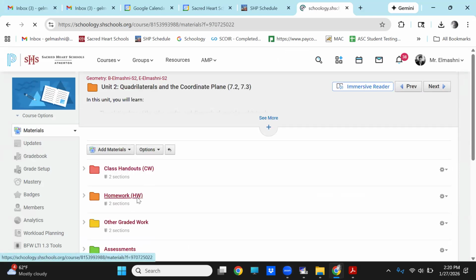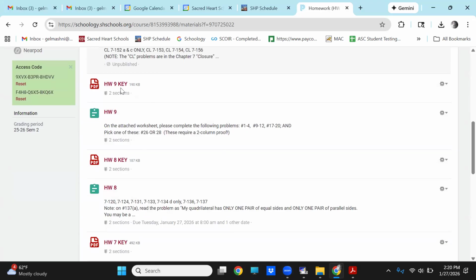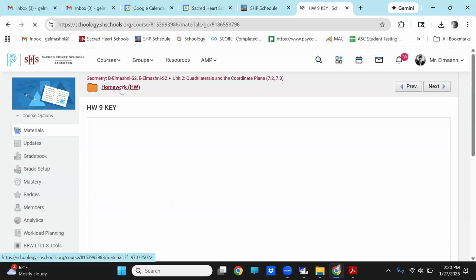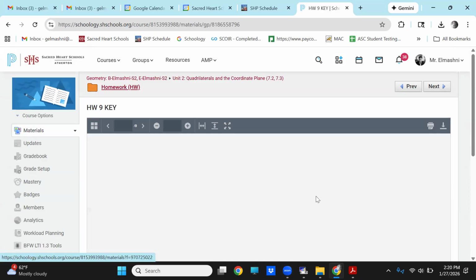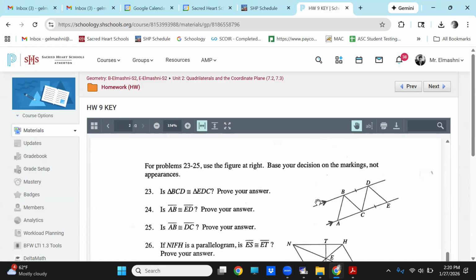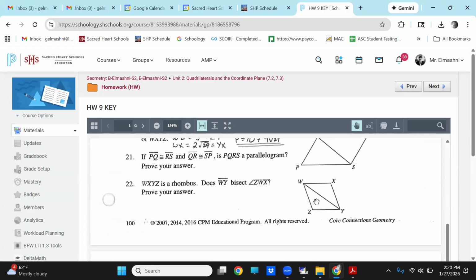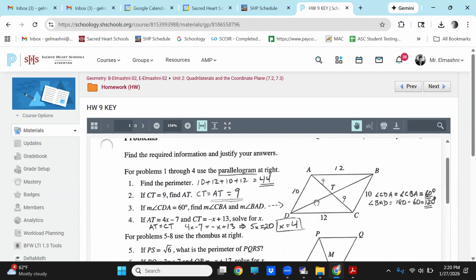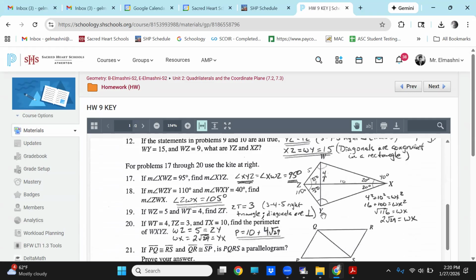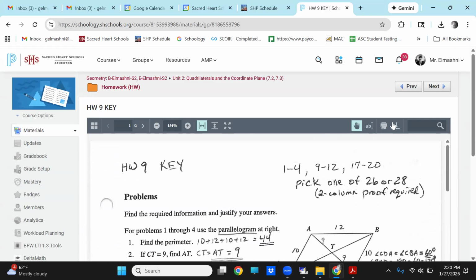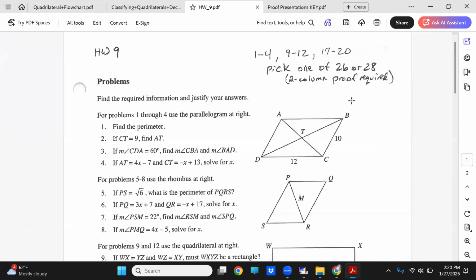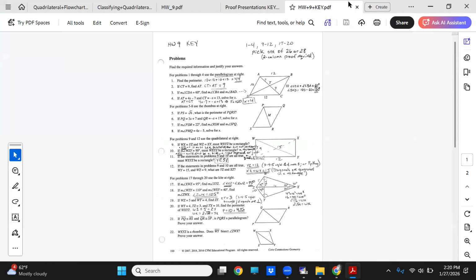Homework. Answer key. Yeah, it shows both proofs for 26 and 28, and the answers for 1 through 4, 9 through 12, and I think 17 through 20. Yeah, cool. Let me download that so I have it accessed. All right, excellent.